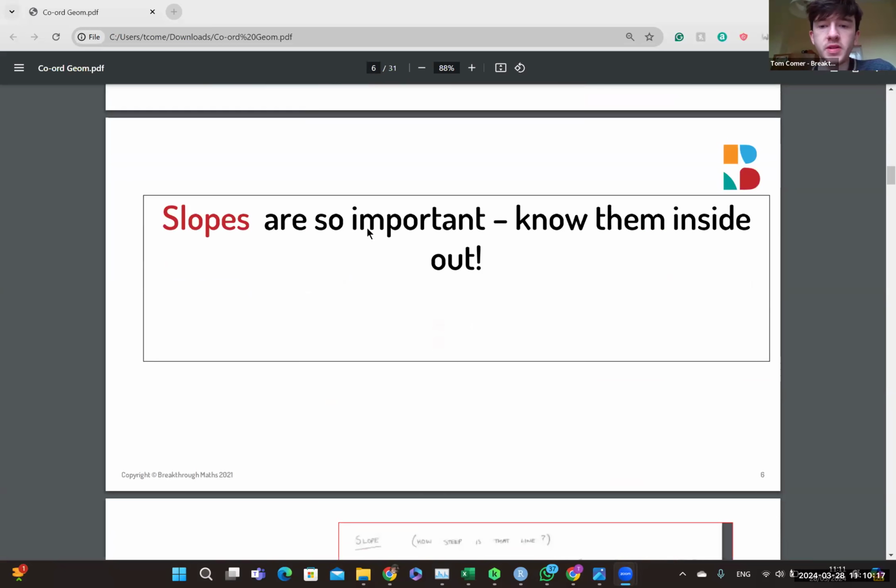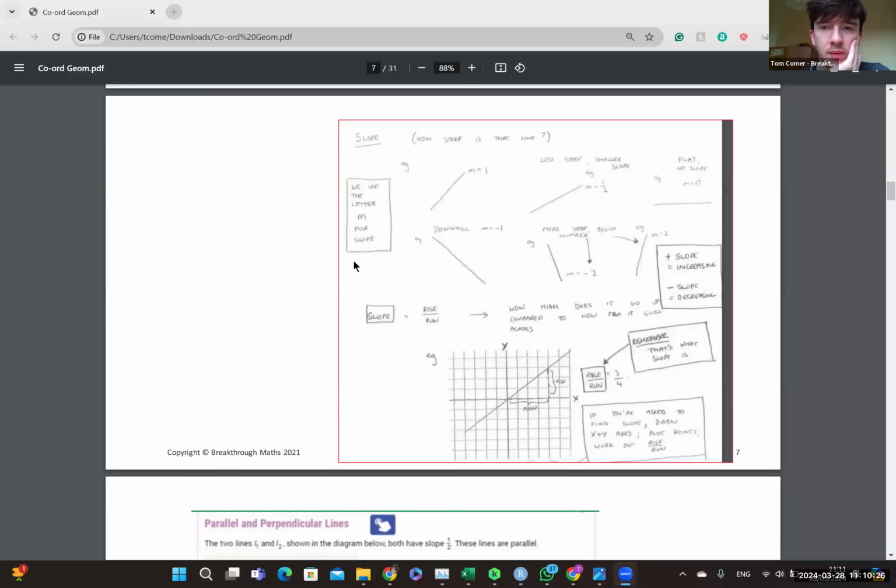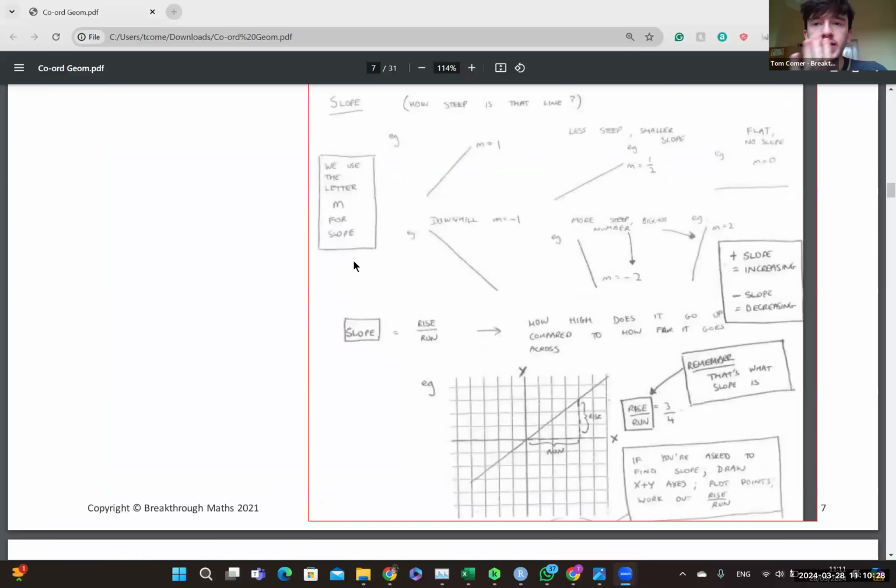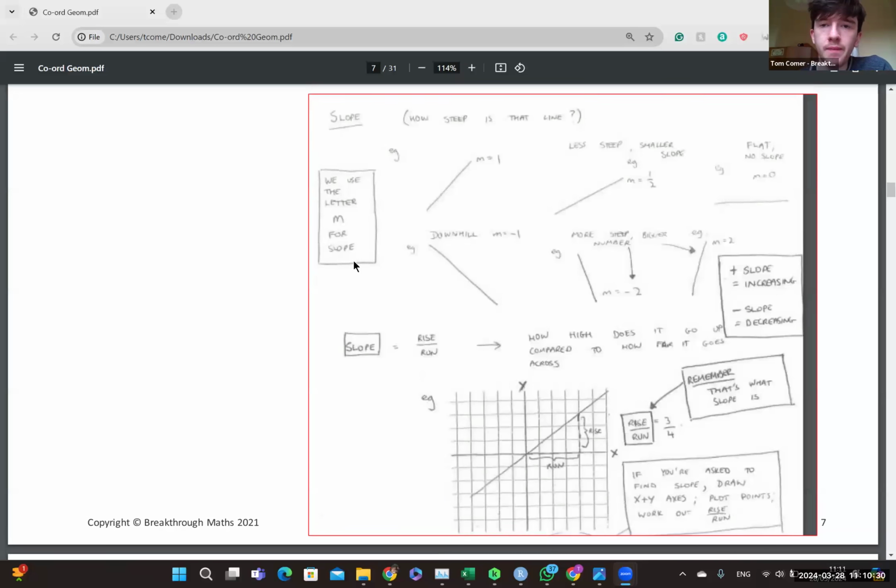Slopes are one of the most important things we're going to learn in coordinate geometry, and it takes up a large portion of the questions we're actually asked, okay? So it's really important that we know them inside out. So what is a slope, guys? What do you think a slope is? If you want to text me what you think it is when you hear that term in coordinate geometry, shoot me a text and let me know.